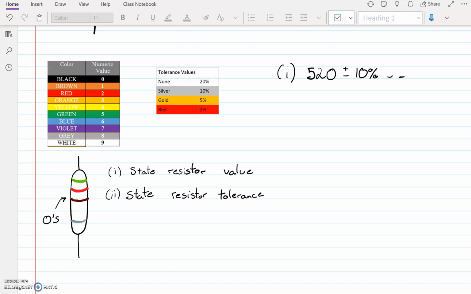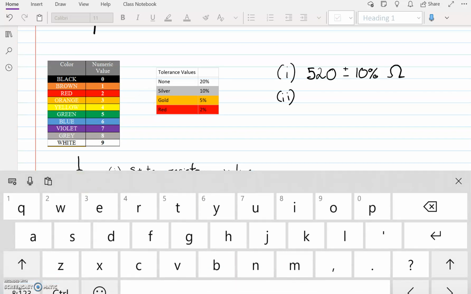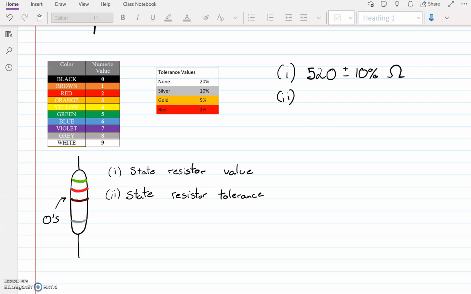Alright, now that's part 1 done. Part 2 is simply then state the resistor tolerance. Okay, so we have 520 plus 10%, 520 minus 10%. Okay, now you need to work out in between that the value of the actual resistor.